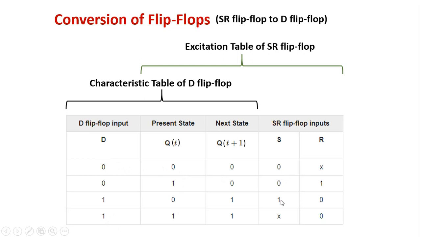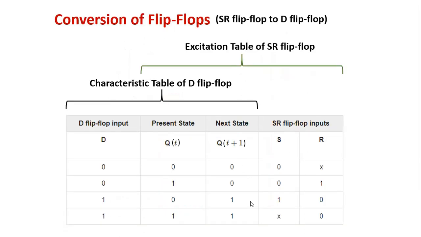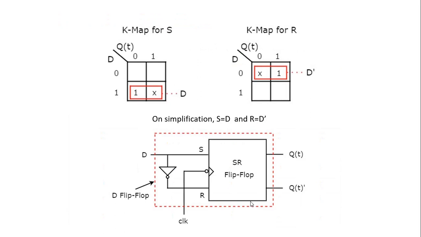So S is enabled high at the condition 1 0, and 1 1 is don't care. So S in terms of D will be S equals D. Similarly R will be equal to D bar. So if you have an SR flip flop and you connect S to D and R to D bar, this SR flip flop will convert into a D flip flop. So in this way you can convert one flip flop to another.